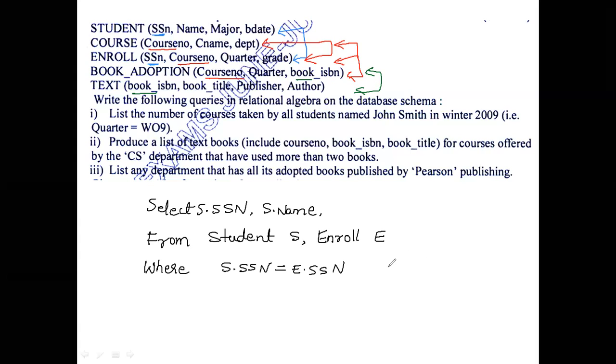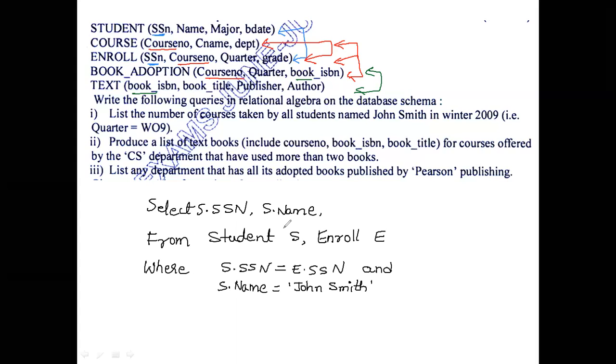Now these two tables are joined. But in the query, one more condition is given, that the student is named John Smith. So a name also we must include. That condition we shall write over here: s dot name is equal to John Smith. So this completes the condition.